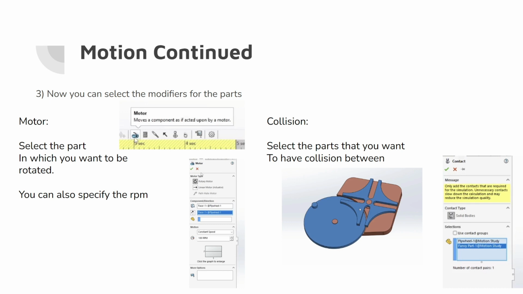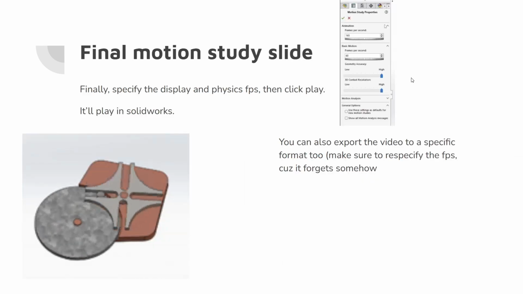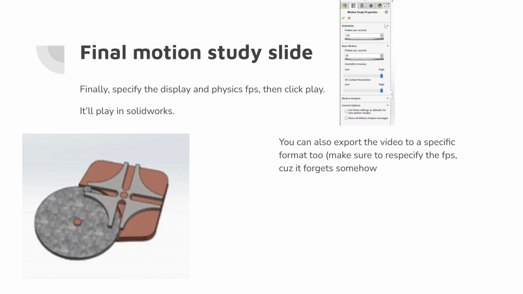You specify the parties that you are expecting to collide. So I'm expecting this to collide with this. So I specify both of those, right? And yeah, there's a number of contact pairs, just one. Next. And then finally, specify the calculation FPS, and click simulate.